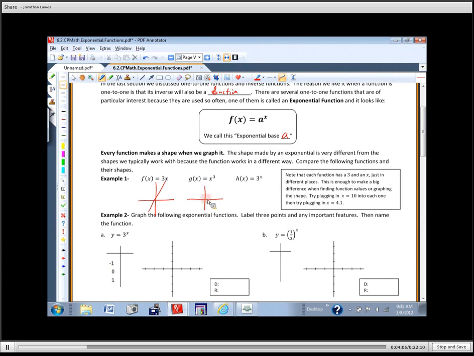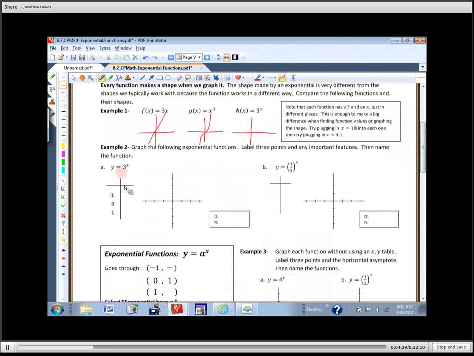This is one that we've graphed before. So it has this shape right here, starts down here and ends up there. So there's our power function. Now, an exponential is different. It's not this shape, and it's not this shape. Okay? Exponentials have a completely different shape, and that's what we're going to look at now.